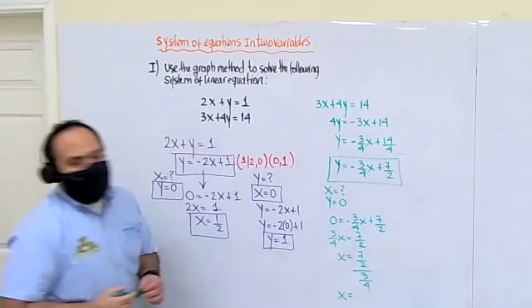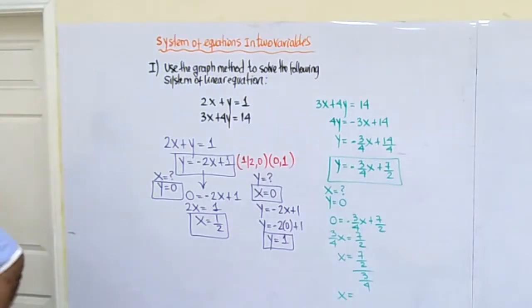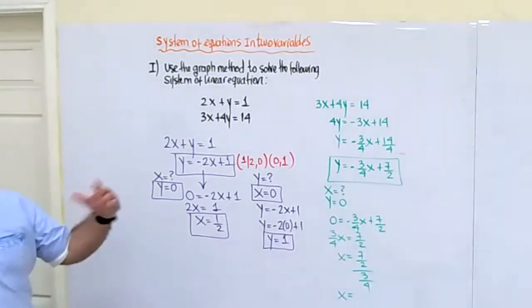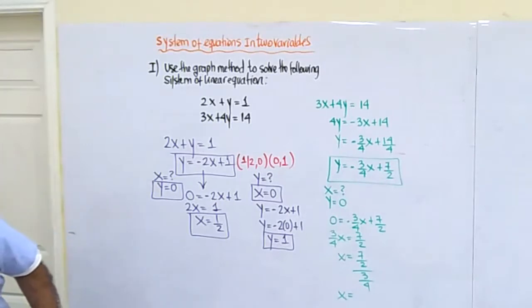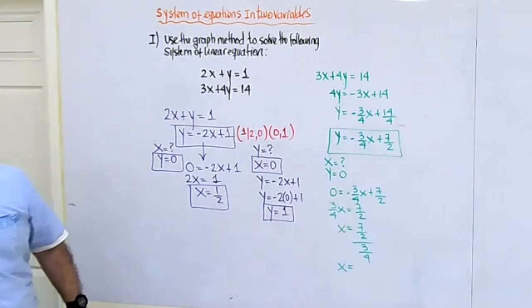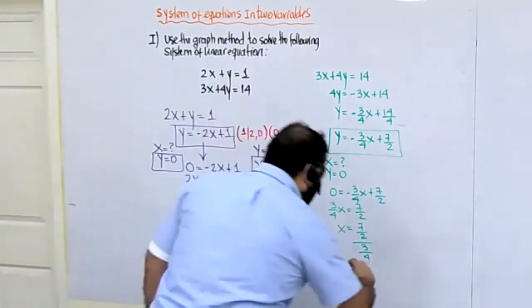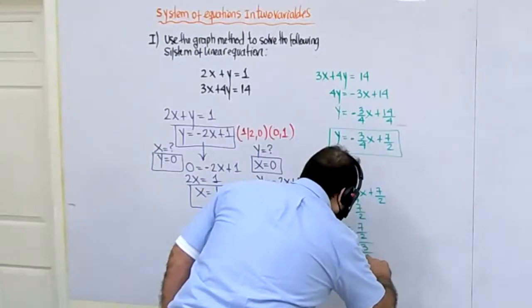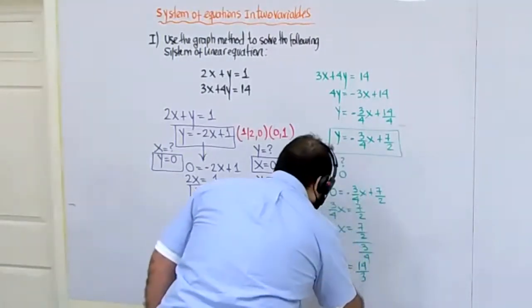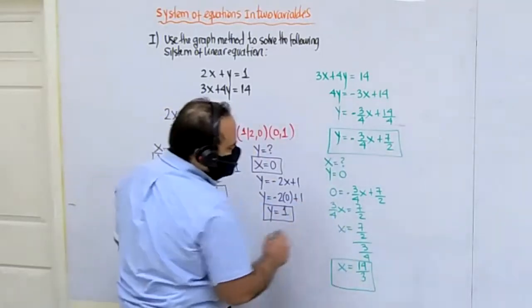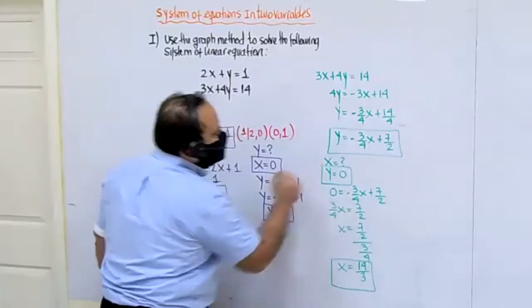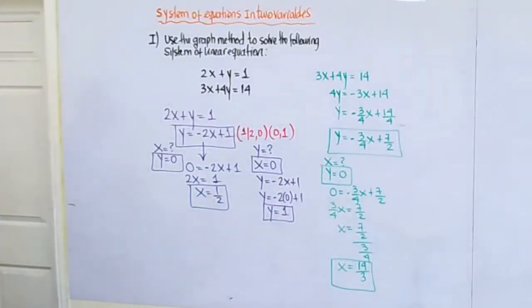So give me a hint. What will be the answer to divide 7/2 divided by 3/4? Somebody? In fractions. 14 over 3. Okay. 14 over 3. Okay, so we have the first intercept point. When y equals 0, x will be equal to 14 over 3.